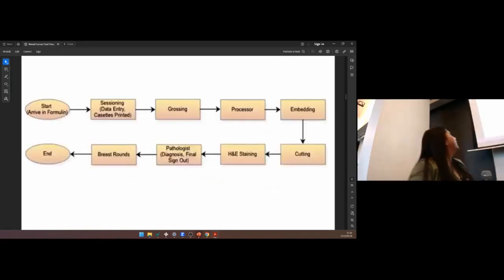So we start from putting it in formalin. We obviously do data entry and grossing, depending on whether it's a mastectomy or a core biopsy. Remember, we're putting it in 10% buffered formalin. It's put in a processor, there's embedding, obviously H&E staining. It goes out to the pathologist for final sign-out. And then we obviously discuss this case in a combined group at the MDT that we have every Wednesday afternoon.